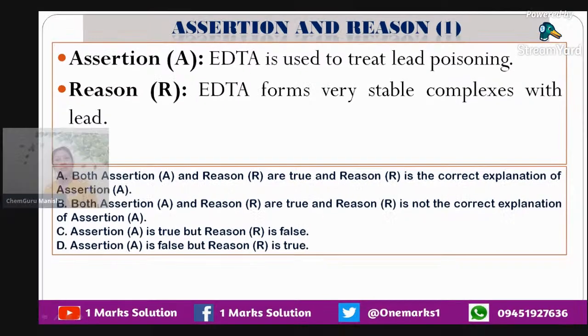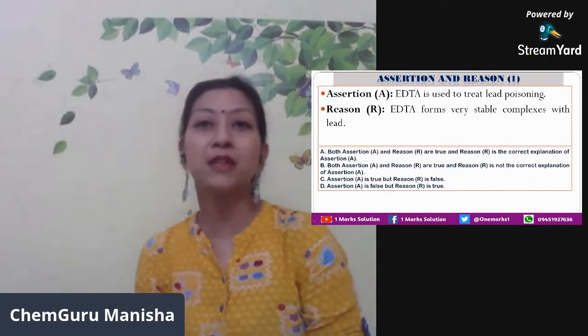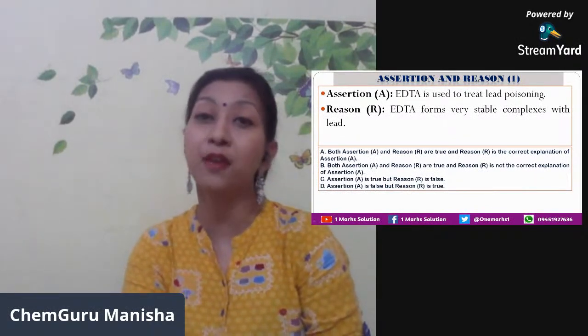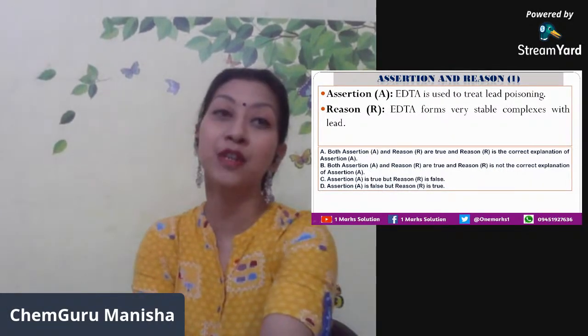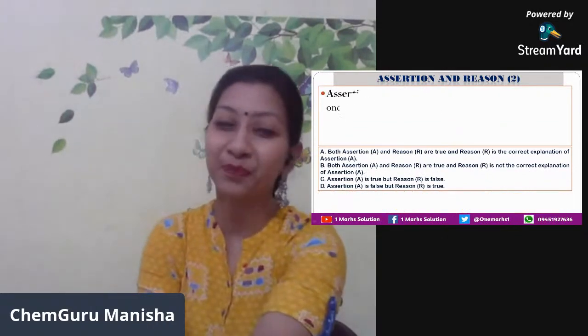That's because it can bind with lead. EDTA is water soluble and it's a stable complex. So as soon as there is lead poisoning happening in the body, the lead binds with EDTA and automatically gets out from the body. And so we have assertion and reason true, and reason is explaining the assertion pretty well.